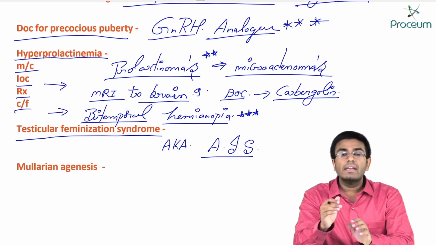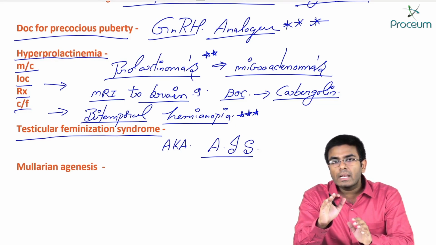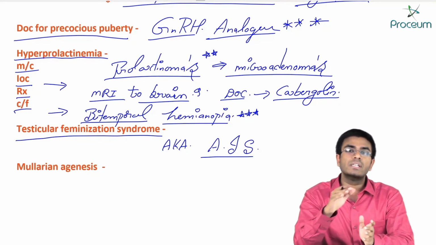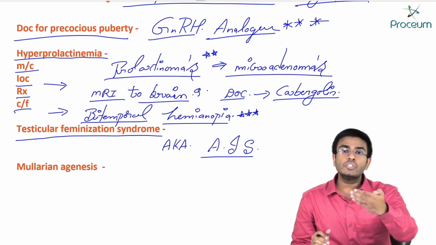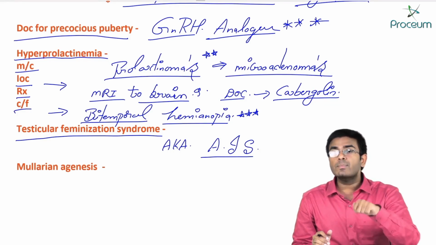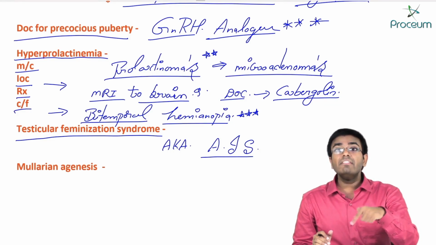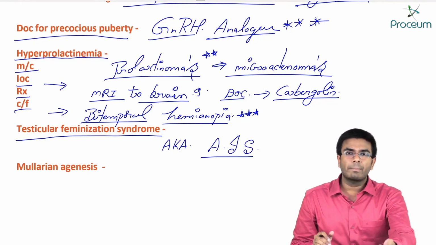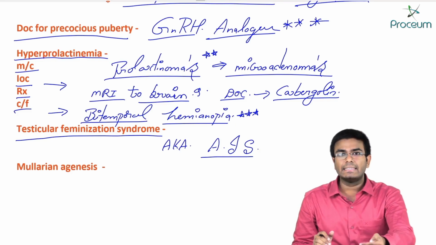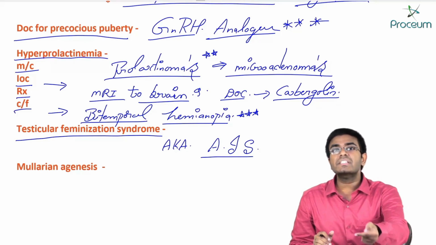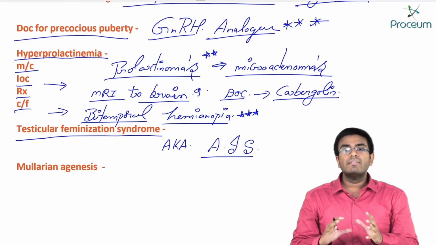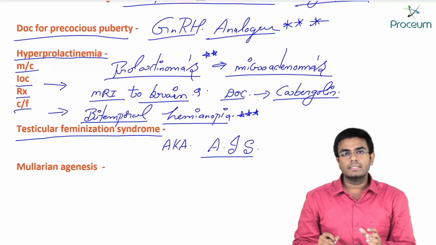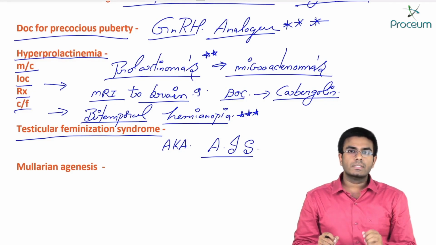Okay, and will have normal breast development. Why? Because these androgens are getting peripherally aromatized to estrogens in his body. So he will have breast development. I'm using the word he, he will have the breast development, because the testosterone produced in his body will get peripherally aromatized to estrogens.